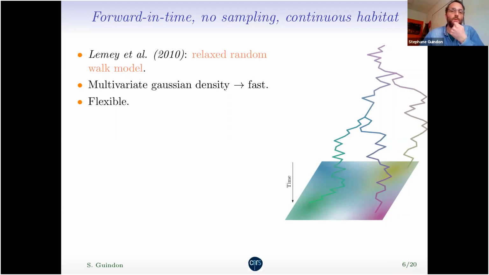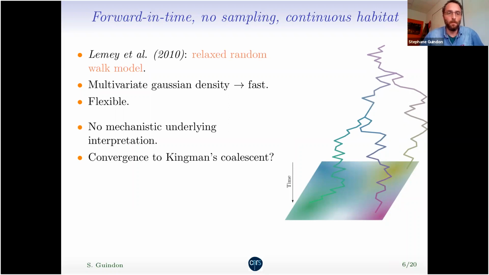So it's fairly easy to calculate probability densities. Here it's flexible because we have this Brownian process going on. However, there's no clear mechanistic underlying interpretation of that model. And it's not clear to me whether there's a convergence here to a Kingman coalescent in this particular model.